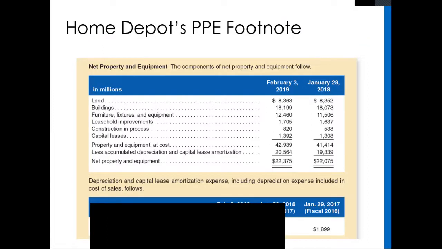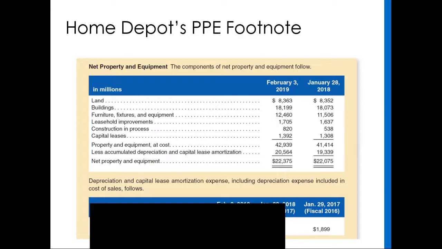We have our land. We said land is never depreciated. This is Home Depot. We have buildings, furniture, fixtures, equipment, leasehold improvements. We have to capitalize leases now. All leases must be capitalized as long as they are material in nature, meaning they have numbers that impact the financials. Construction in process, capital leases, and we have property, plant, and equipment at cost or historical cost, less accumulated depreciation and capital lease amortization. So we amortize intangibles, leases are intangibles, so we're amortizing leases as well.